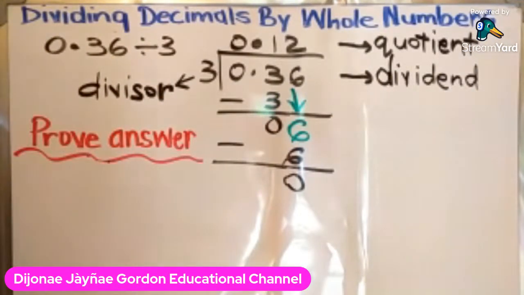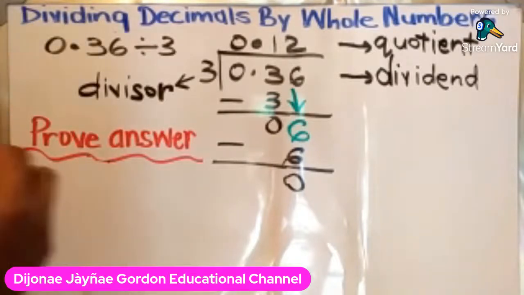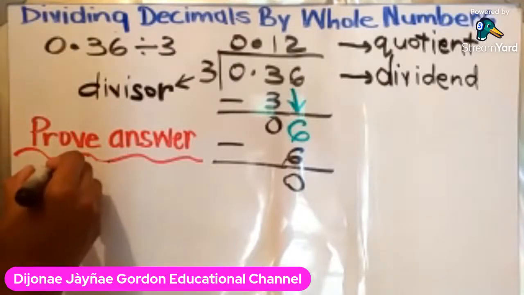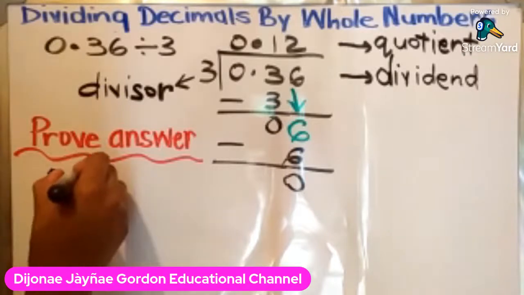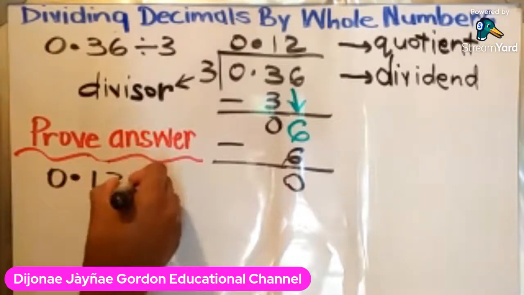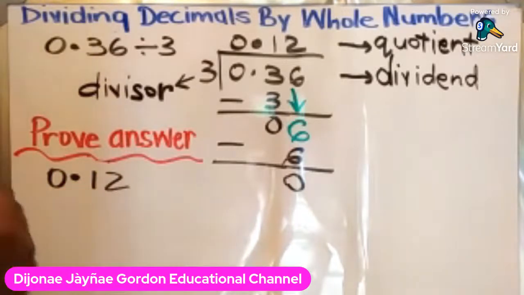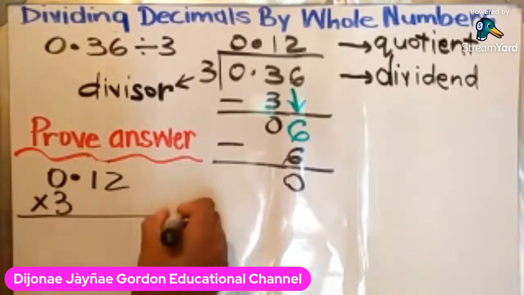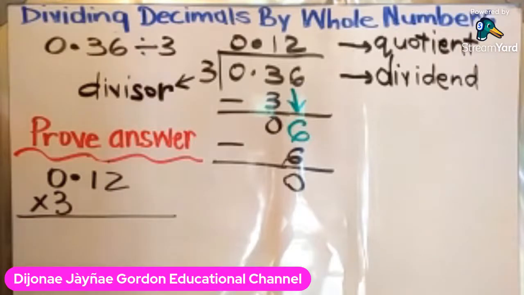So now we're going to do some check. All right. So we're going to check to see if our quotient is correct. All right. Great going so far. Great going. Let's check now. So I'm going to write it down. Of course, I'm going to take my 0.12, which is our quotient, and I'm going to multiply it by 3. All right. Let's do it together.